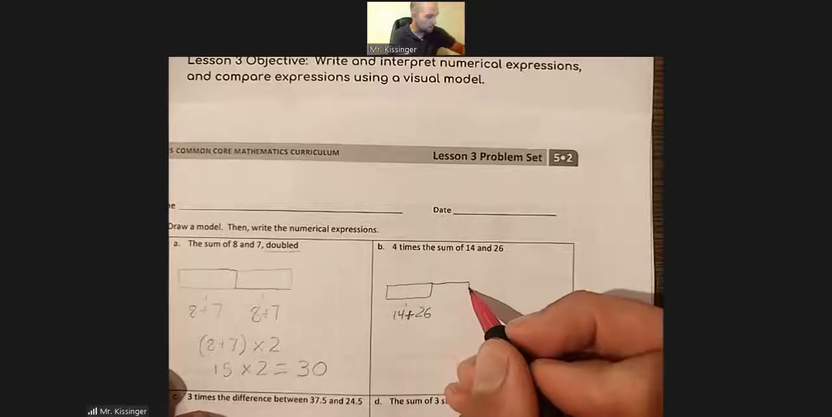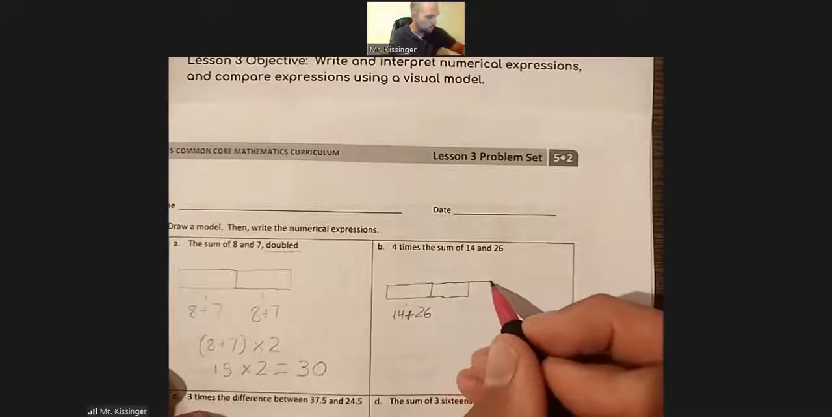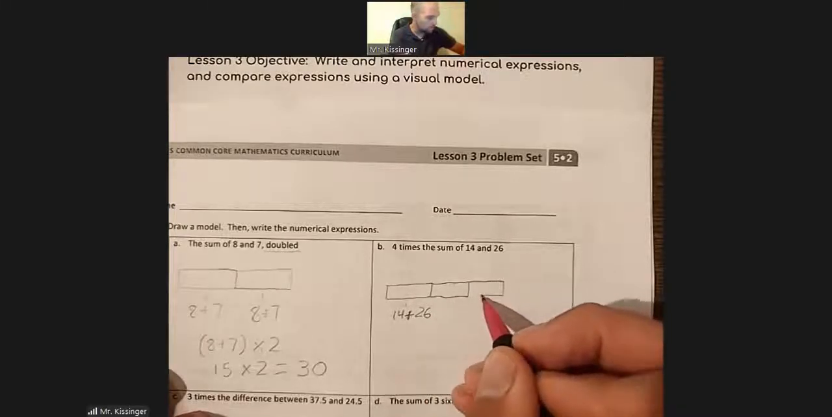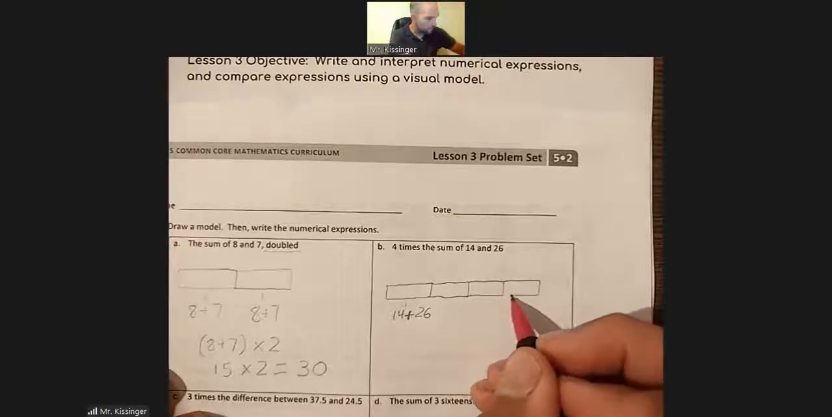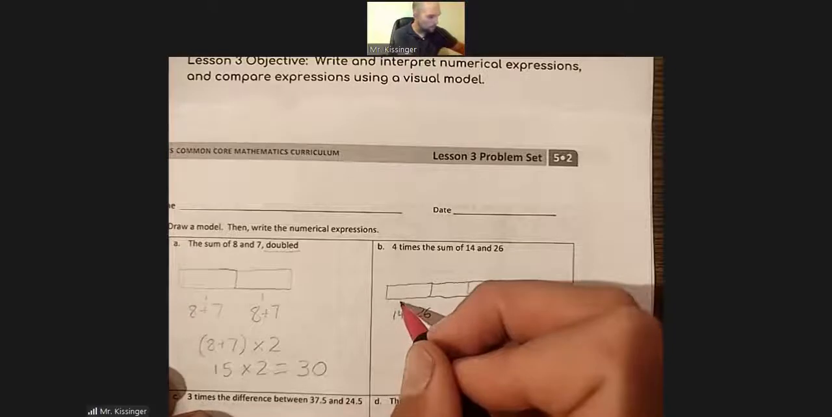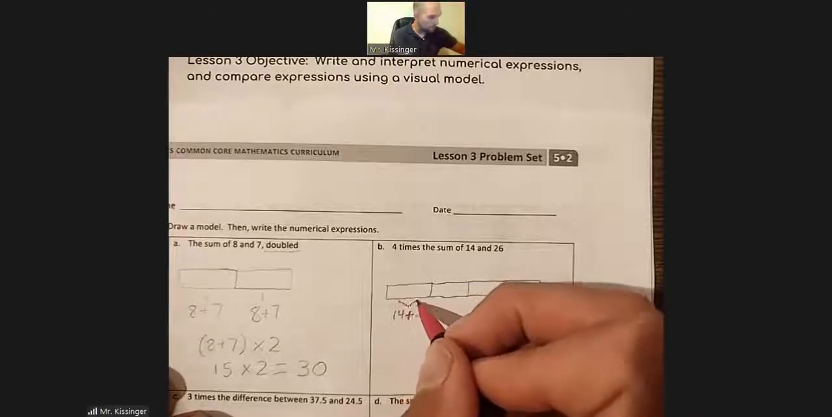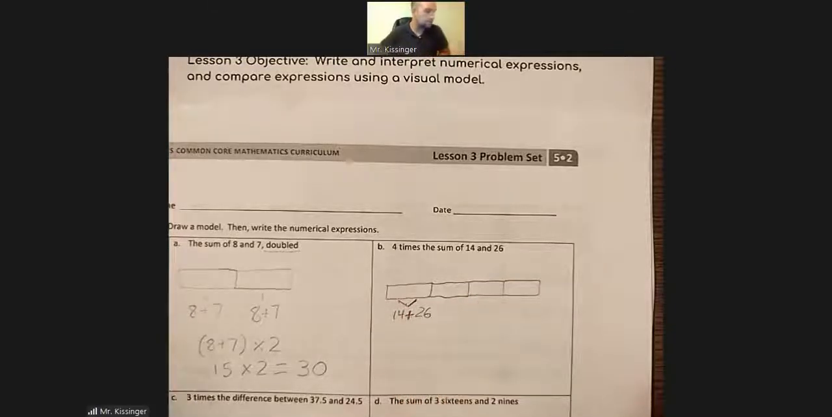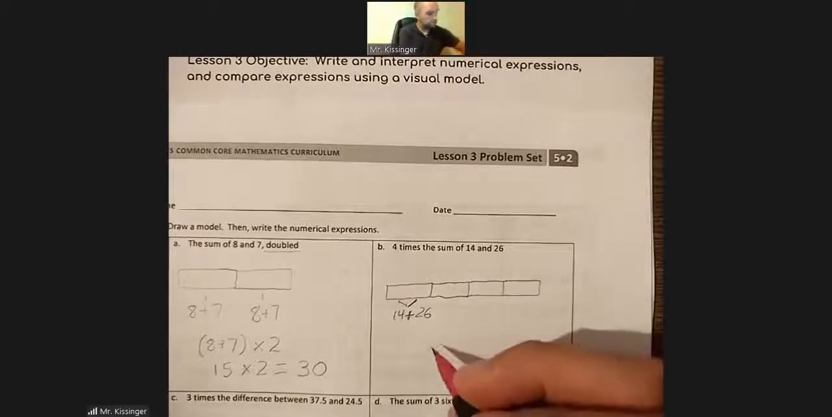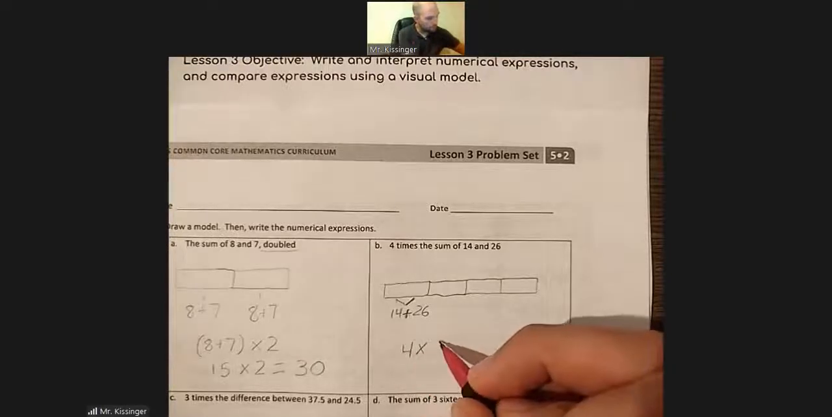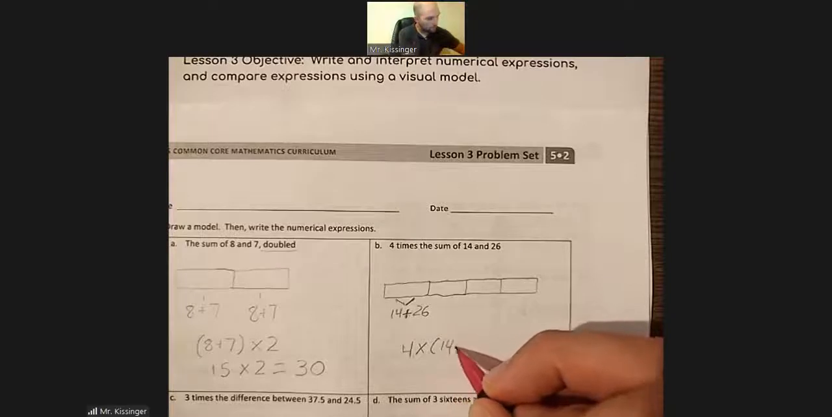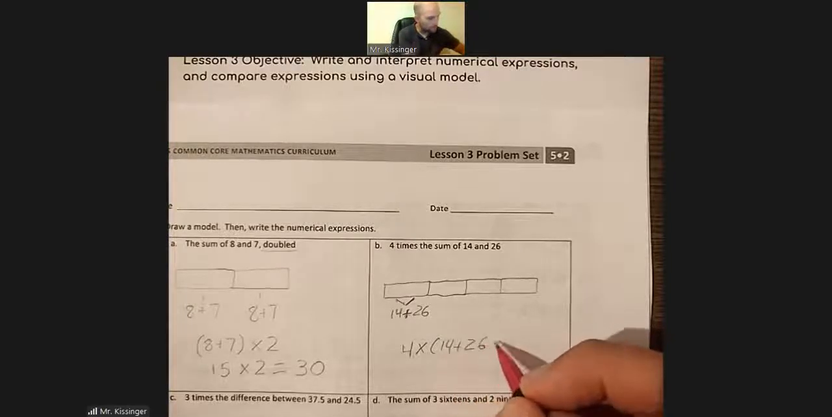So 1, 2, 3, 4. So this little box here is 14 plus 26. We have 4 of them there. So we'll do it the other way this time. 4 times 14 plus 26.